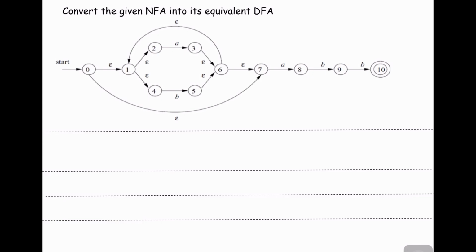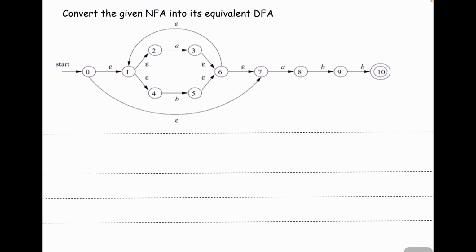First, as you all know, you need to find out the e-closure of each of the states: 0, 1, 2, 3, 4, 5, 6, 7, 8, 9, 10. What is e-closure? E-closure is the set of states which are reachable from a state without taking any input. That means you are able to reach from one state to another state without taking any input. So that is called e-closure. You all know how to find the e-closure.